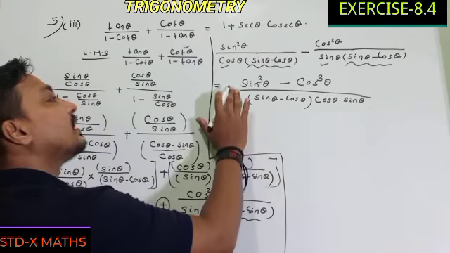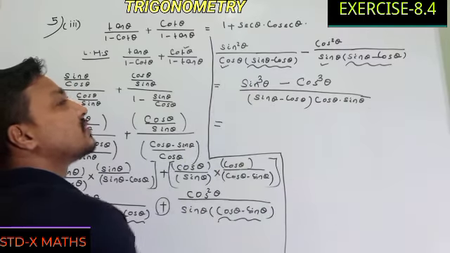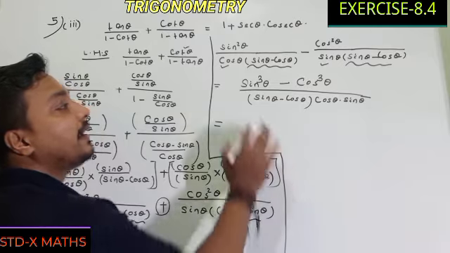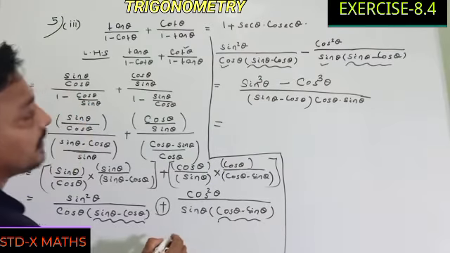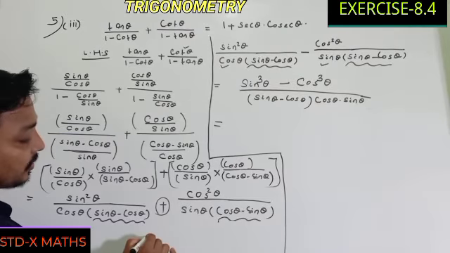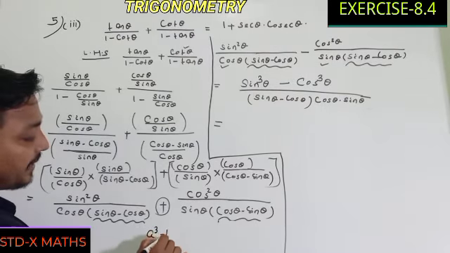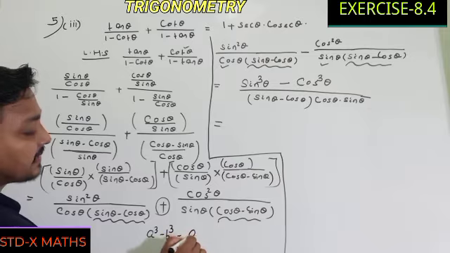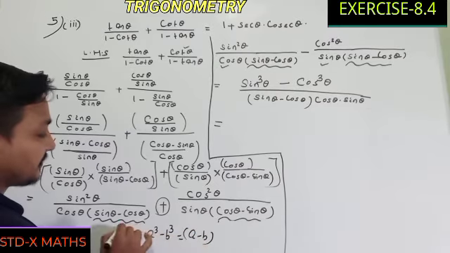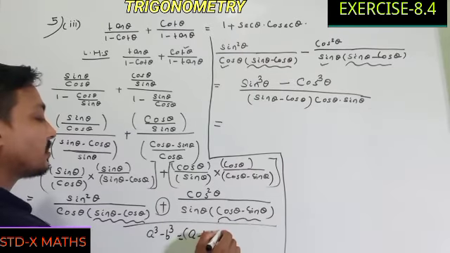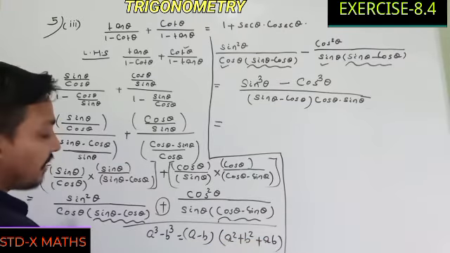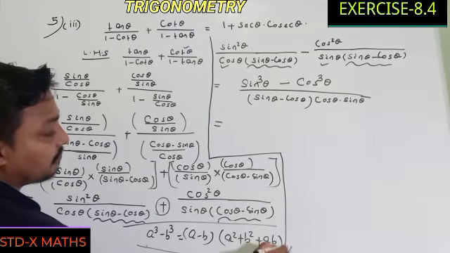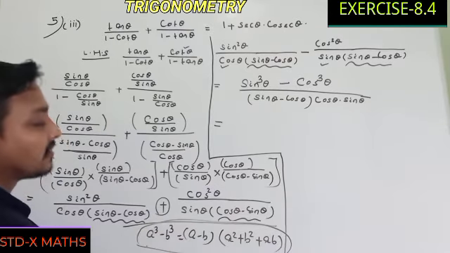One thing is clear: the upper expression is in the form of a cube minus b cube. Remember the a cube minus b cube formula. It is (a minus b) whole into (a square plus b square plus ab). This is the formula of a cube minus b cube.